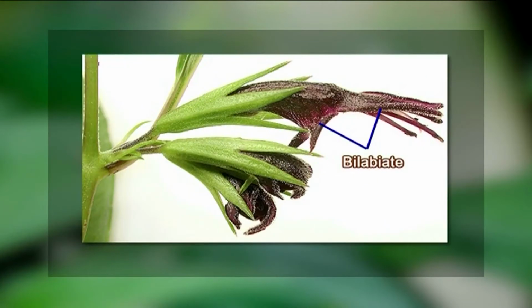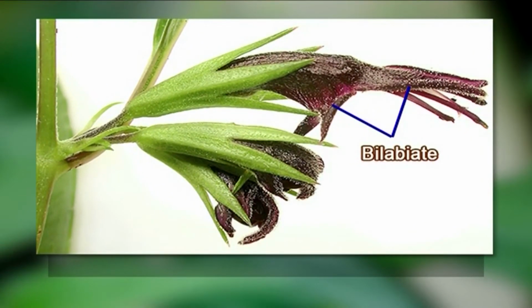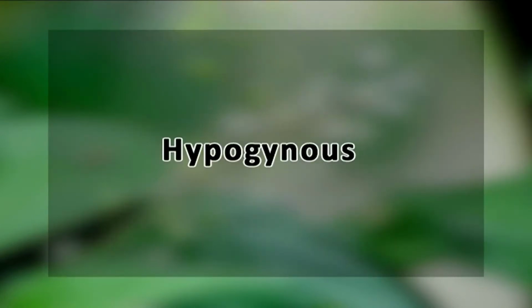As I mentioned, the flowers are bilabiate. That's why, bilabiate means two-lipped. That's why it is zygomorphic. And the flower is also hypogynous.